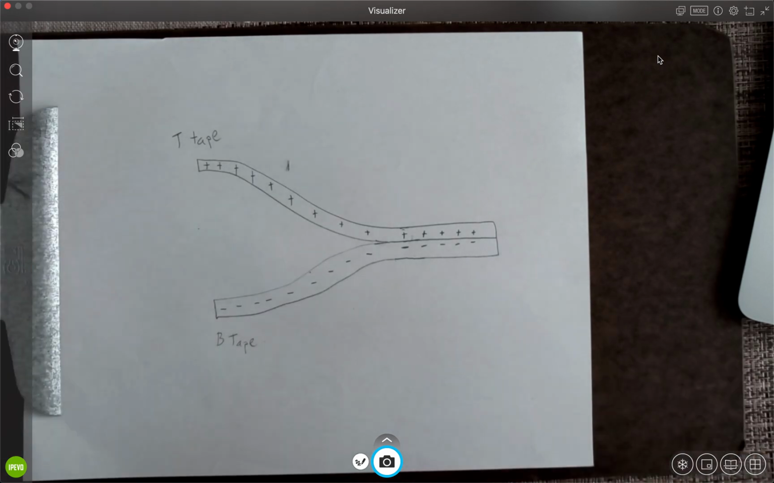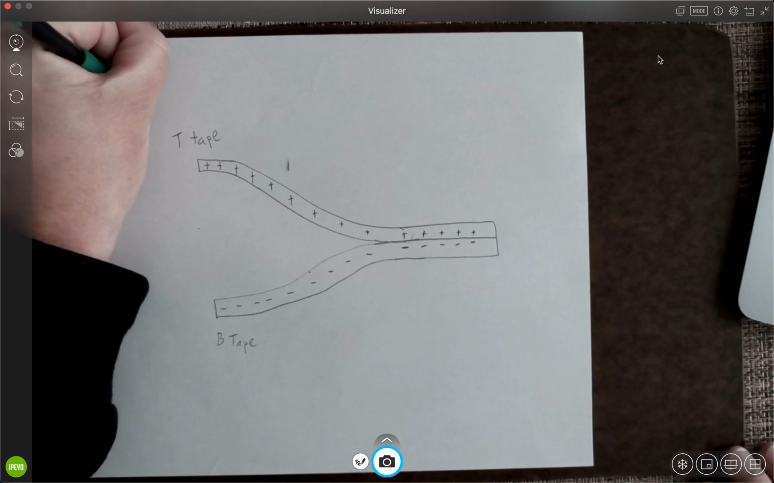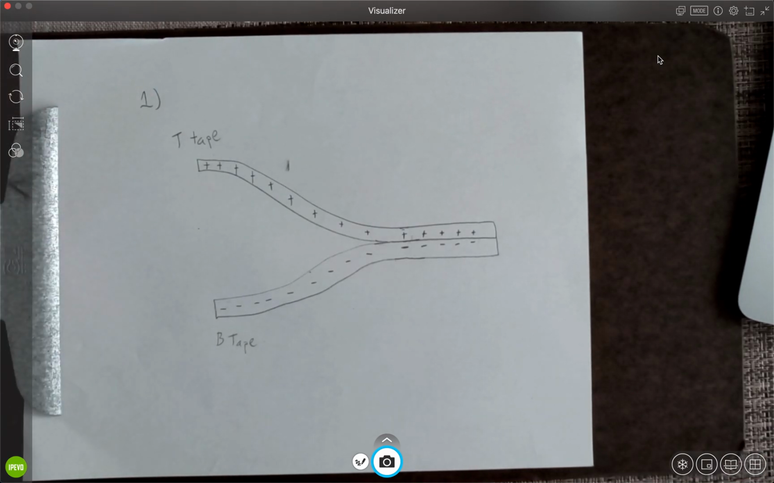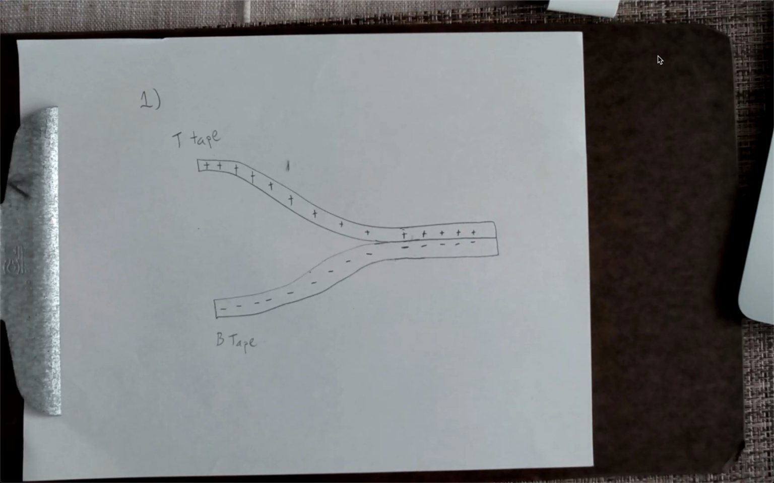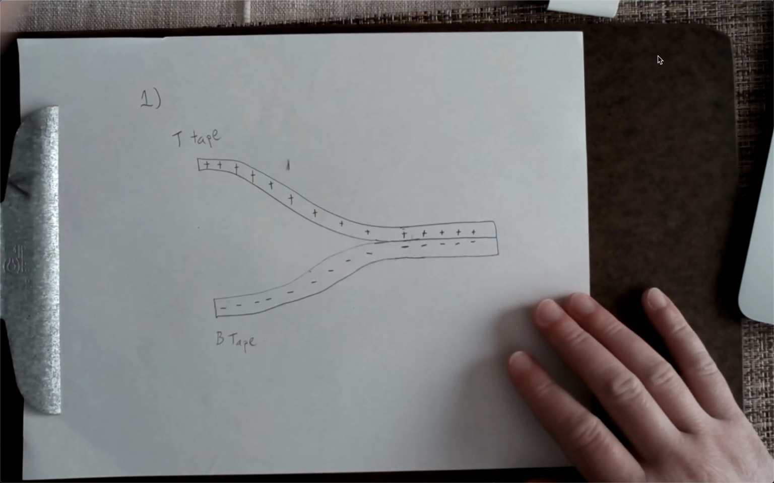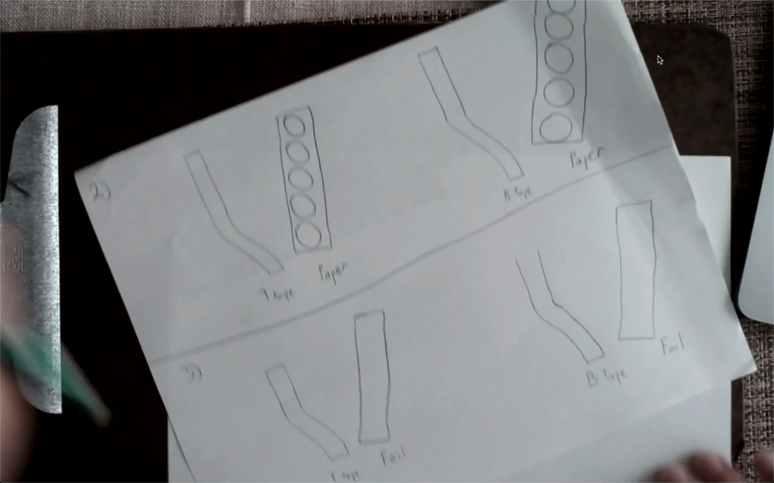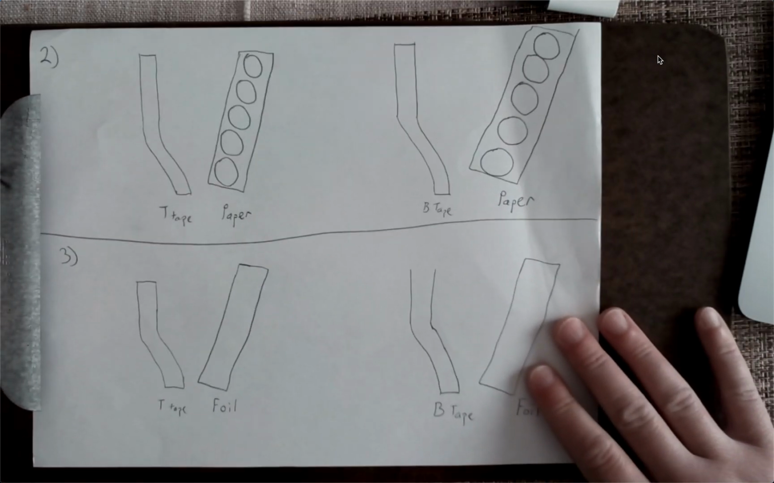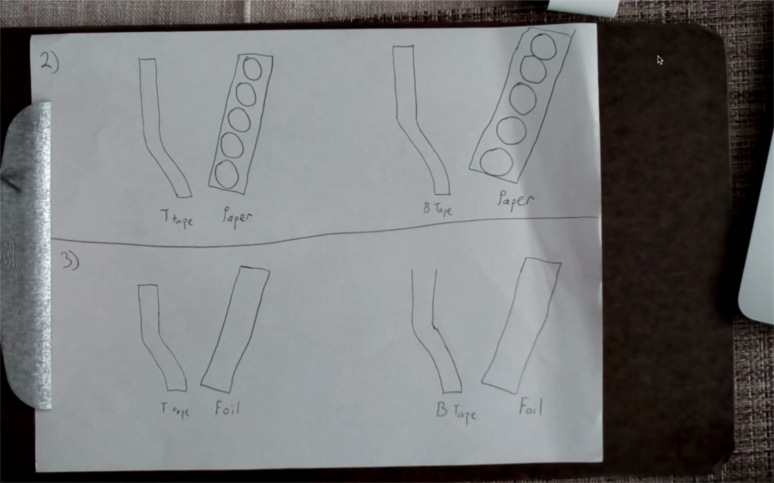So this would be good for an analysis here for number 1. I would then take a picture of this and insert this picture as my hand drawing. As I continue, I'm going to take a look at number 2. We saw in our observations for number 2 that the top tape and paper showed this attraction.